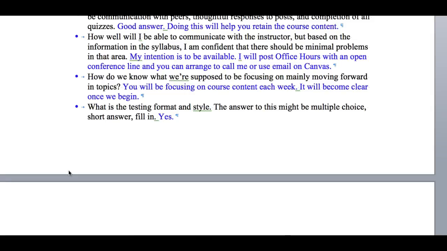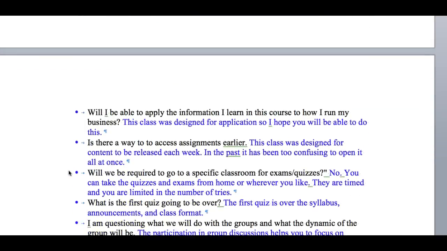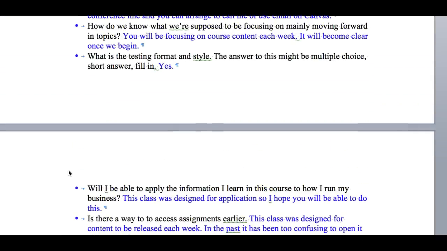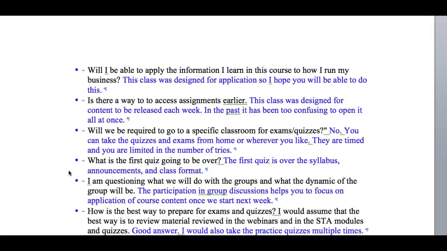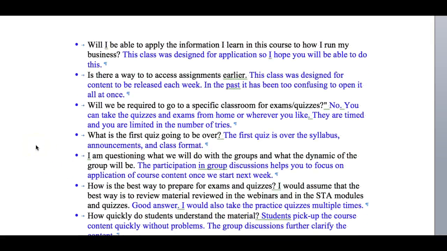What is the testing format and style? The answer to this might be multiple choice, short answer, fill in, true, false, I might add, yes. Okay. I don't think there's any short answer. I think it's multiple choice, true, false, or fill in. Will I be able to apply the information I learn in this course to how I run my business? This class was designed for application, so I hope you'll be able to do this. I mean, certainly, that's the design.